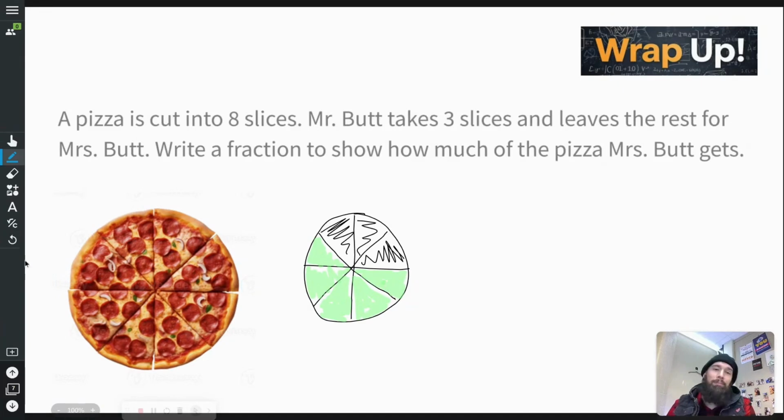They're good people. Now, the part that I care about, the part that's shaded in green, that's Mrs. Butt. There's 8 pieces in total. So out of 8, that's your denominator. And in green, 1, 2, 3, 4, 5 of them are shaded, so Mrs. Butt gets 5/8 of the pizza. Thank you, Mr. Butt, for being a gentleman and showing us what chivalry and kindness looks like.